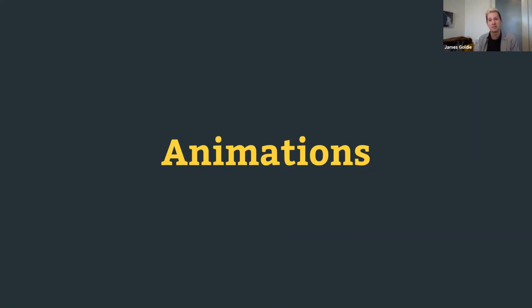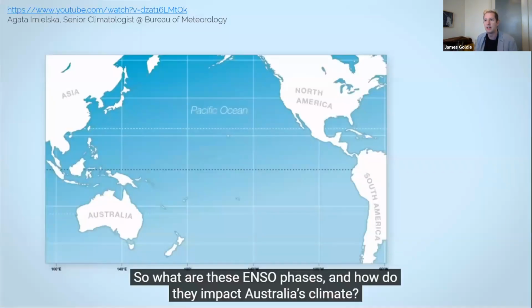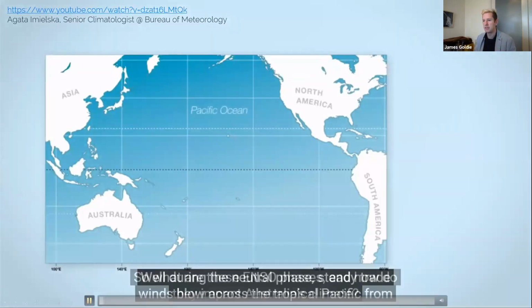I think the particular strength of animations is to illustrate complex processes. And as climate scientists, we deal with a lot of complex processes and mechanisms. So this example is from the Bureau of Meteorology. This is one of the videos that they've produced with Agatha doing voiceover. And it kind of moves between animations and explanations and stock footage. But I think this animation is really powerful.